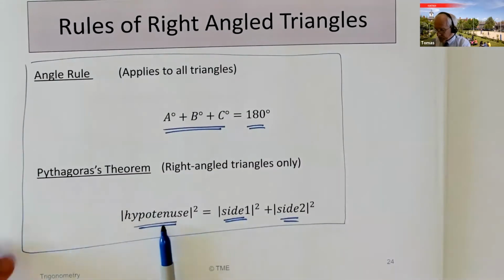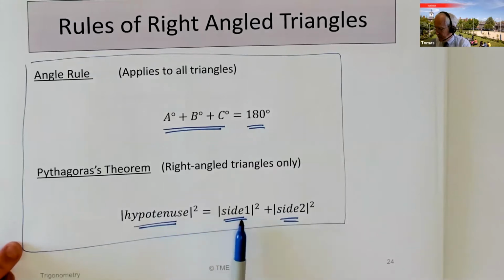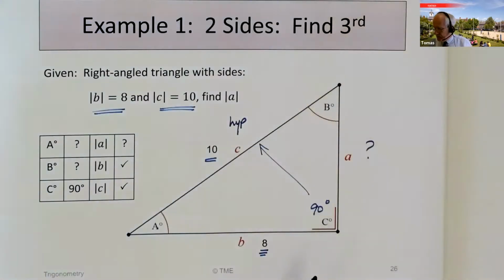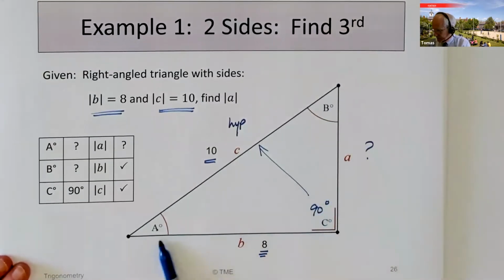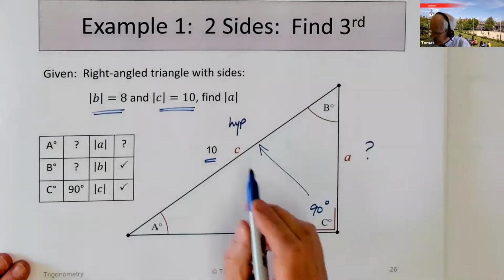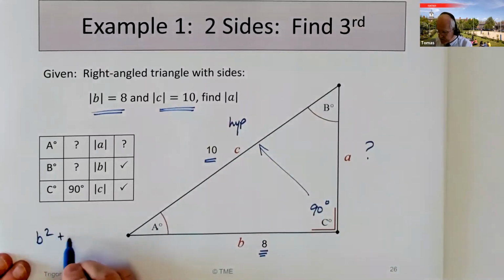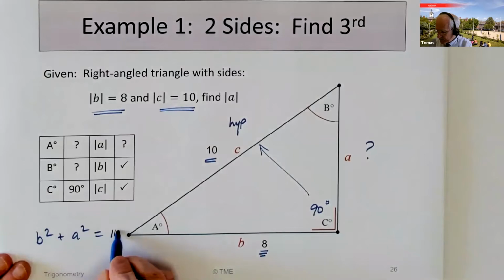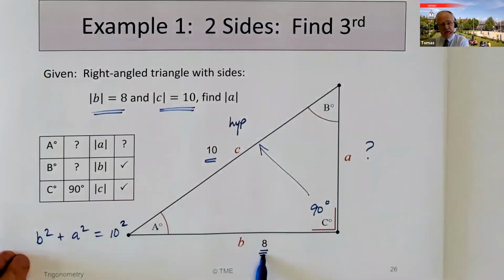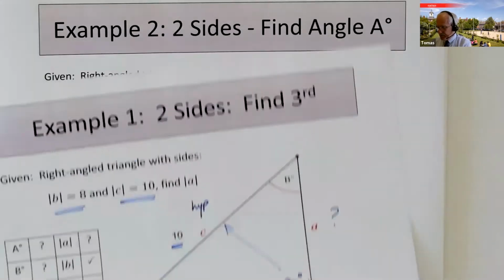But this says the hypotenuse squared is side 1 squared plus side 2 squared. This is a 90-degree angle. It's Pythagoras. So this says that this squared plus this squared is 10 squared. So b squared plus a squared is 10 squared. But I know that b is 8. So this looks promising.